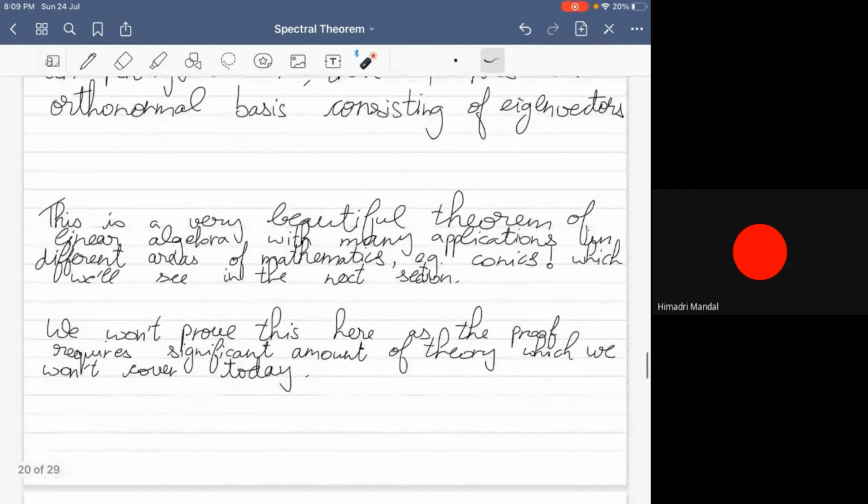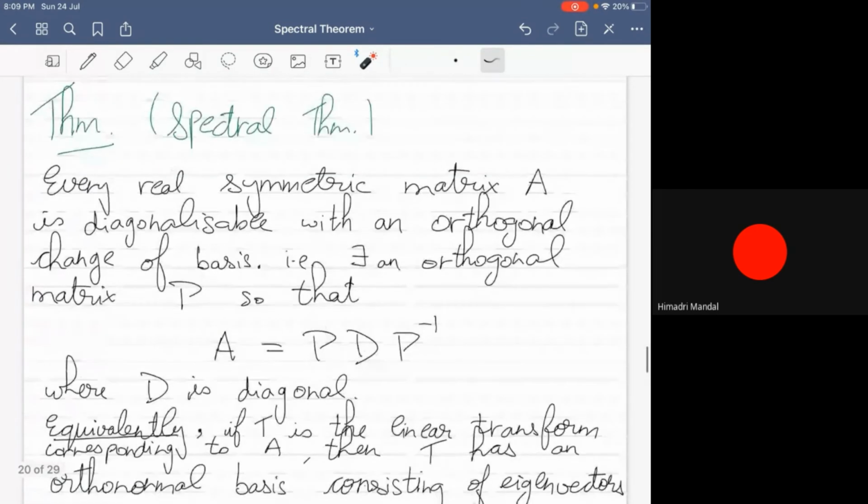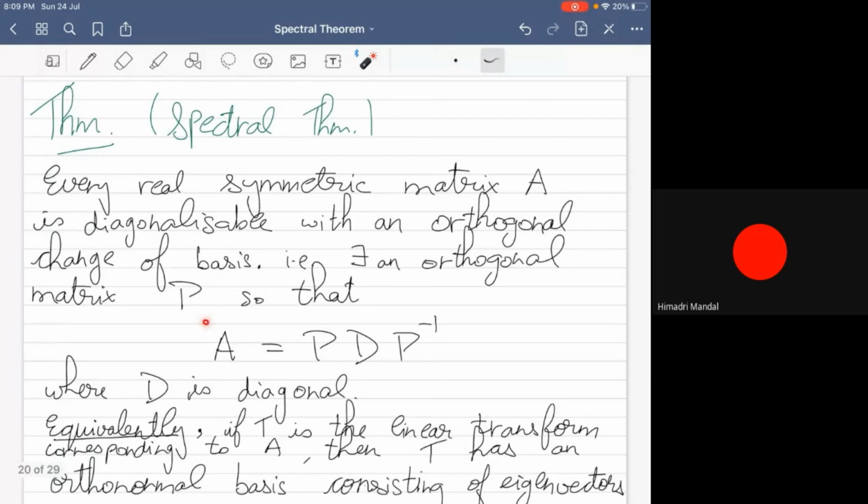Okay, now we'll be basically using this theorem to answer our question about conics. So is the statement of the theorem clear? Yes. Okay, great.